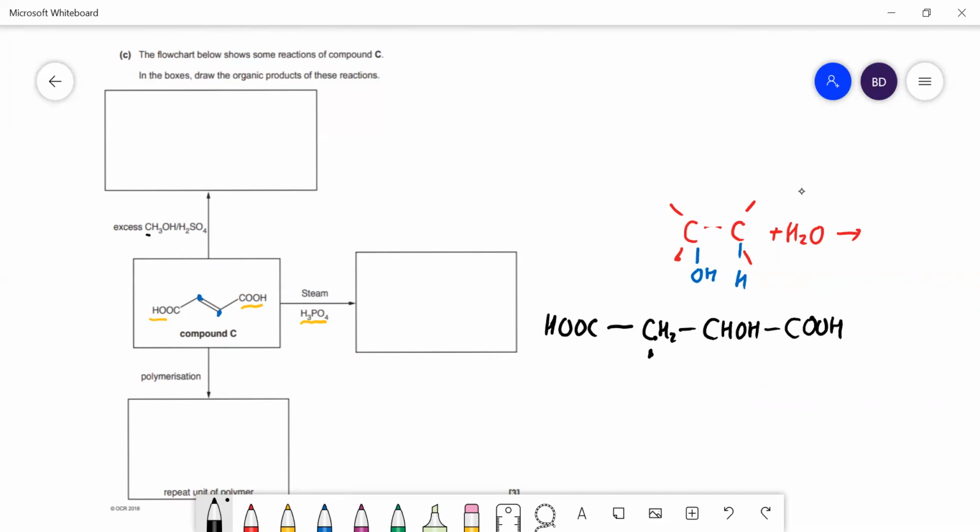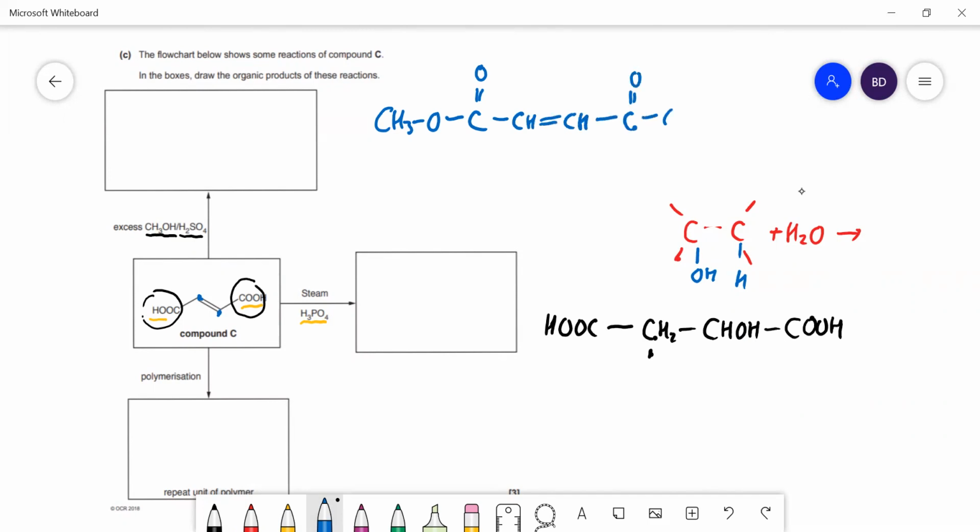Right, this one, excess methanol and sulfuric acid. Well, methanol in the presence of a sulfuric acid catalyst will react with the carboxylic acid groups to form an ester. So you're going to get a diester. So I'll do that in blue up here. You're going to get CH3O at that end. You're going to have your double bond still. That's not going to be affected. And the other carboxylic acid is also going to be an ester. You're going to get that there.